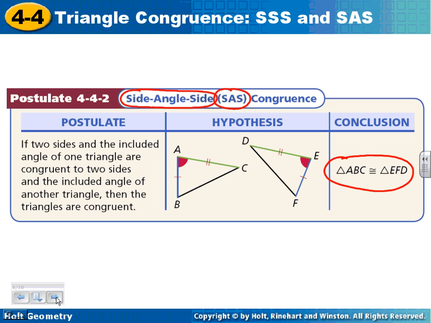So the first postulate we had was side, side, side. Three sides, don't worry about the angles. With this one, it's two sides and one angle. And the angle has to be the one that's included. Two sides and one angle.